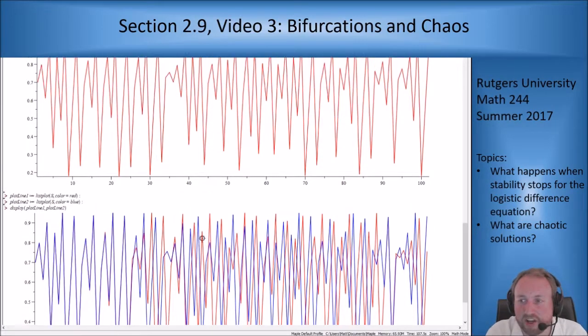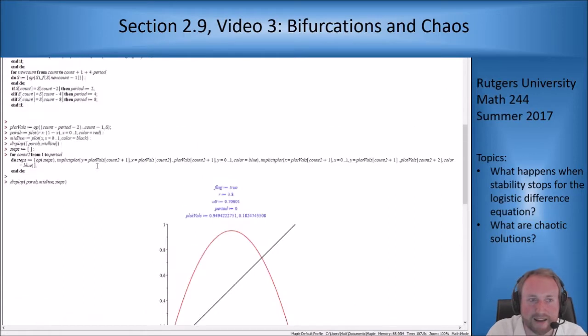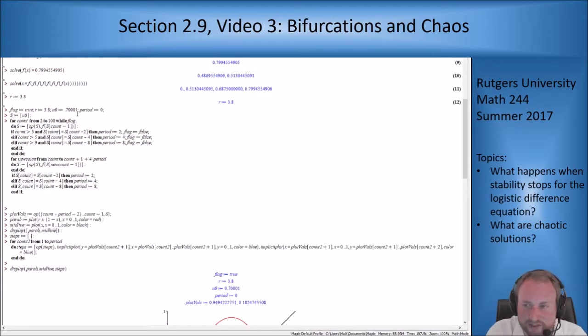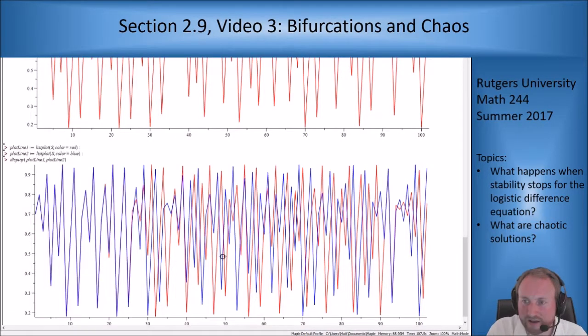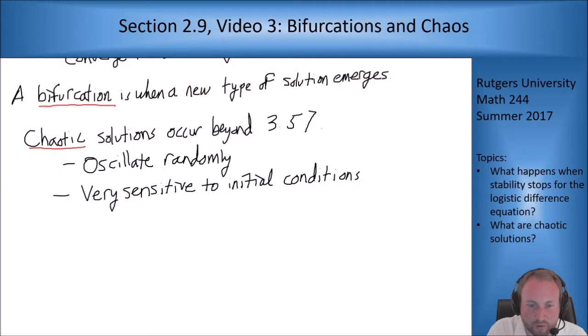And this was me changing the initial condition by 1/10,000th of a number. So I changed it by a tiny, tiny amount, and I still got a very different solution. So this is the reason why you should care about chaotic solutions, exactly this fact here, about them being super sensitive to initial conditions.